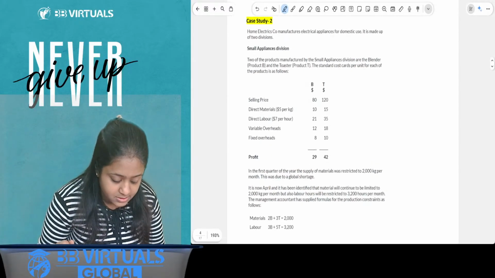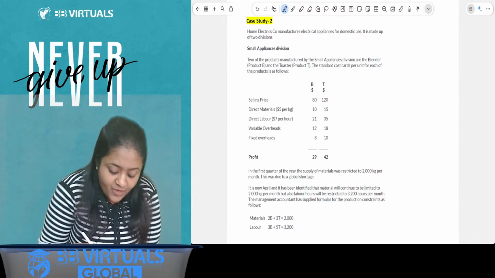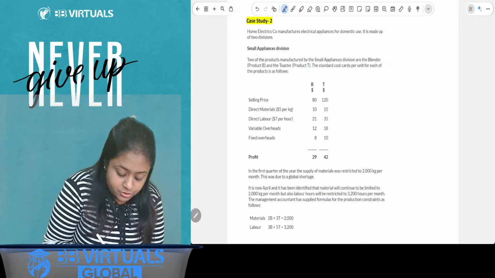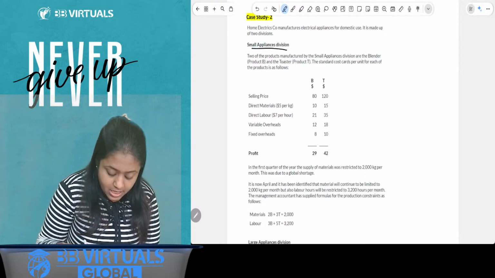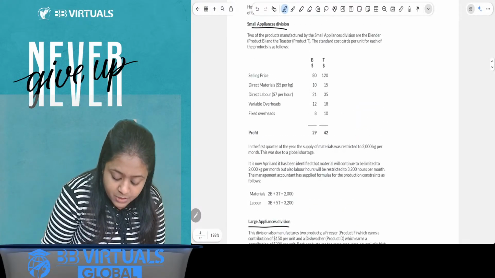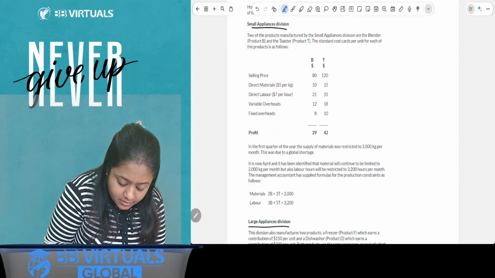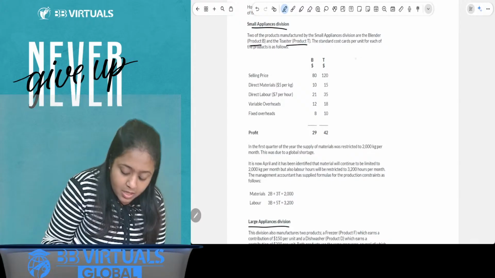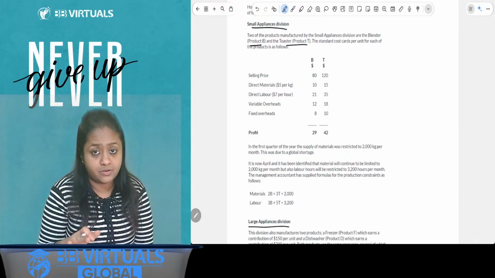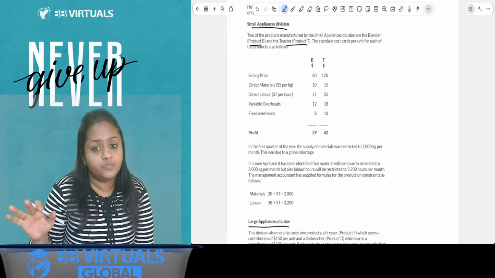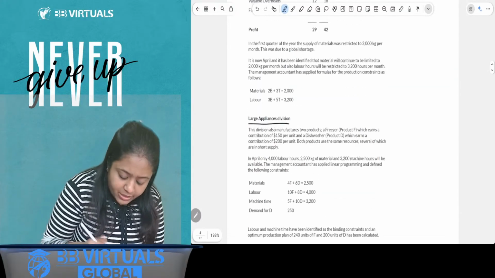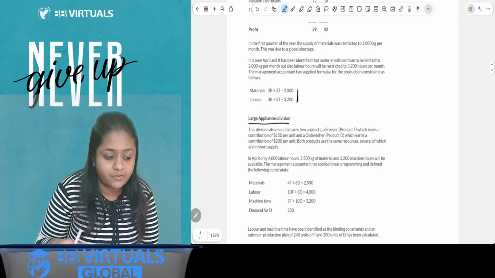Home Electrics Company manufactures electrical appliances for domestic use. It is made up of two divisions, small appliances division and large appliances division. Two of the products manufactured by the small appliances division are blender and toaster, B and T. The standard cost card is given to you, which I am not going to read right now. I'll read it while solving the question.